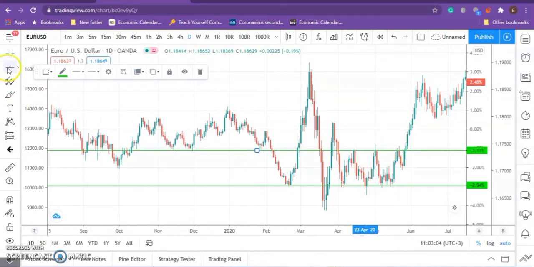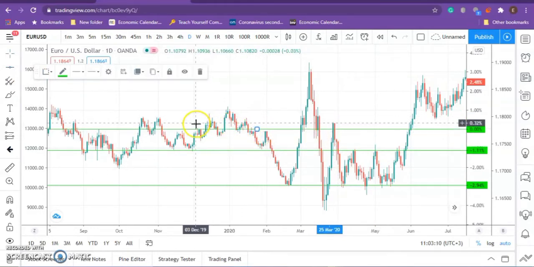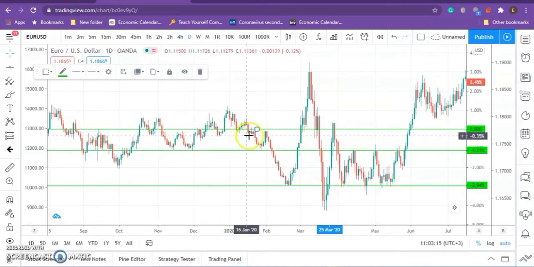Yeah, and also this can be our second resistance, because of this point here, this point, and also this point and this point. Yeah, that's how we do it.